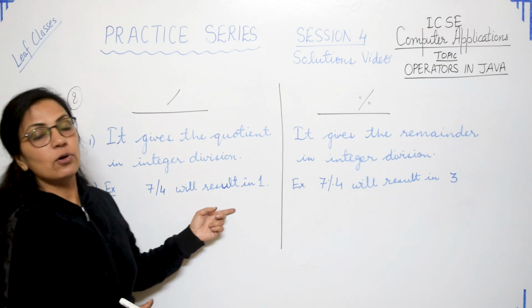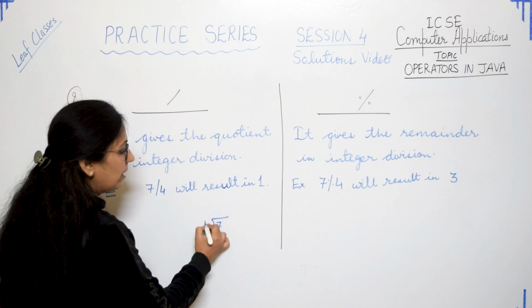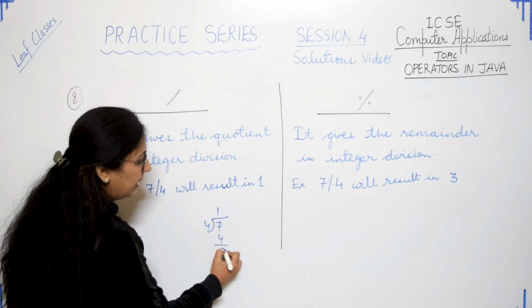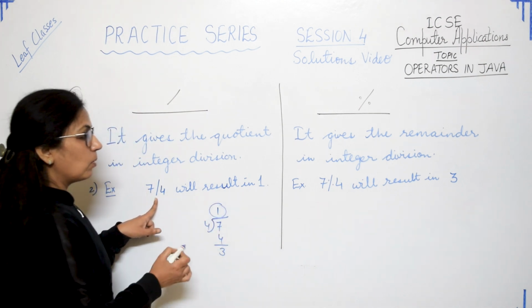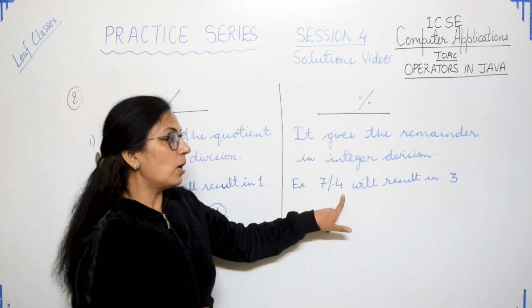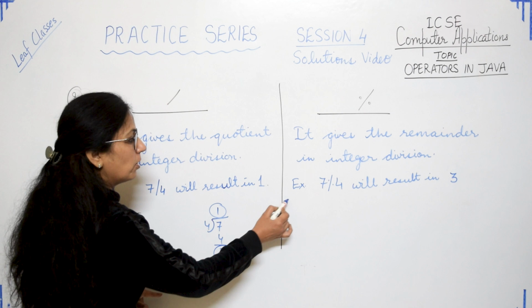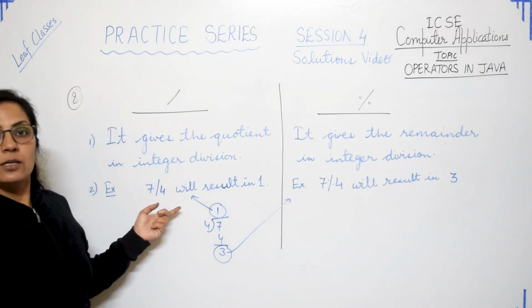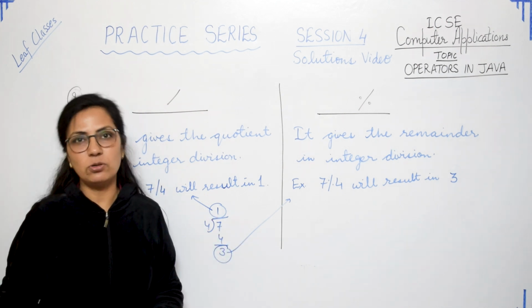7 slash 4 will result in 1. Let me explain. If you divide 7 by 4, 4 ones are 4 and the remainder is 3. So when you use the slash sign, it gives you the quotient, and 7 modulus 4 will give the answer as 3. So this is your modulus part and this is your quotient part, right? I hope this is very simple and very easy and all of you will be able to do it.